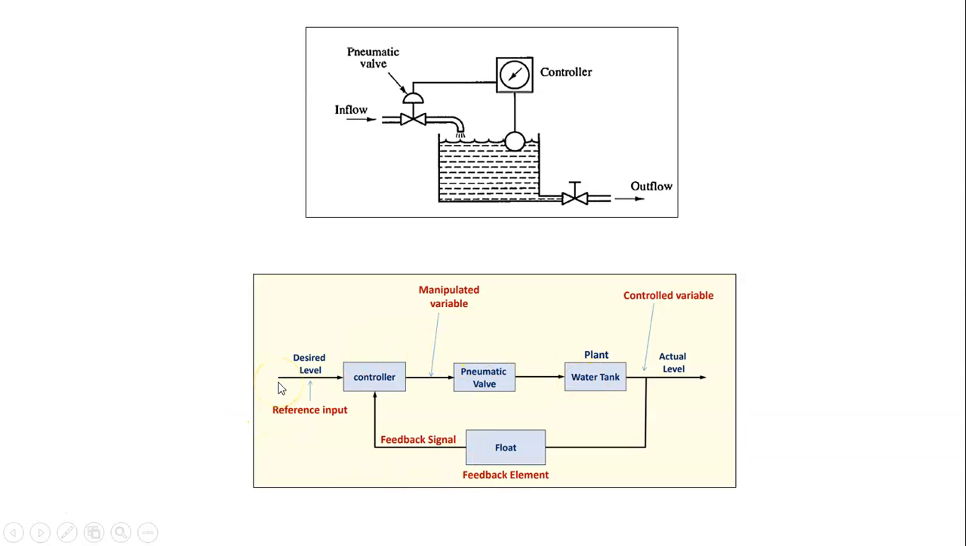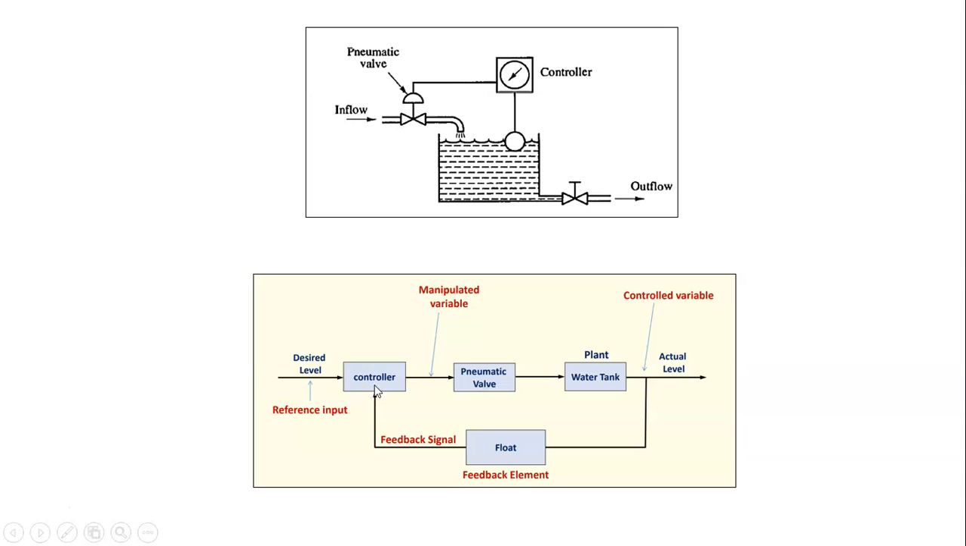What is our input? Desired level, reference input. It is fed to the controller. Then controller operates the pneumatic valve. Pneumatic valve operates the water coming inside the tank. Now this is the feedback. This signal is the feedback signal. This feedback signal is taken by this float, and this float gives that signal to the controller, that is, whether the desired height is reached or not.